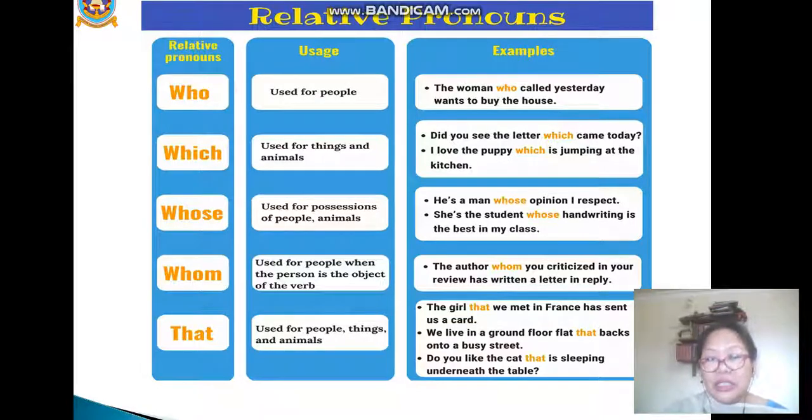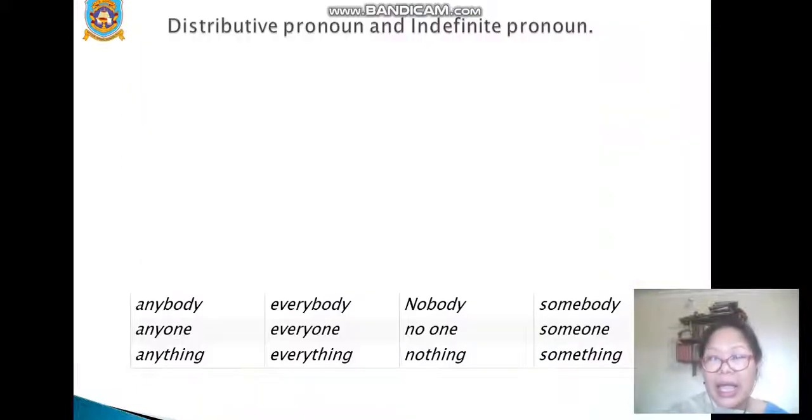Then the relative pronoun that is used for people, things, and animals. Example: the girl that we met in France has sent us a card. So we have used that for people. We live in a ground floor flat that backs onto a busy street. Here we have used it for a thing, the flat. Then for animals: do you like the cat that is sleeping underneath the table? So we can use the relative pronoun that for people, things or animals. Now that was the relative pronoun.